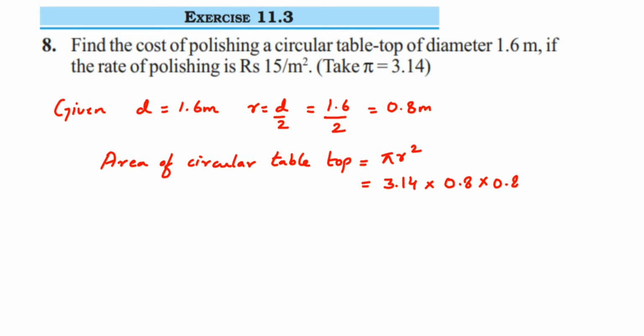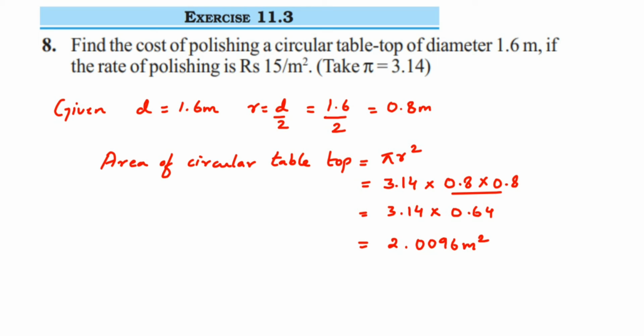Now 3.14 multiplied by 0.8 multiplied by 0.8 will be 0.64. Now when you multiply these two numbers further, we'll get the answer as 2.0096 meter square. I'm not going to show the multiplication part. I have already multiplied the numbers. We get 2.0096. Now that was the first part of the question.